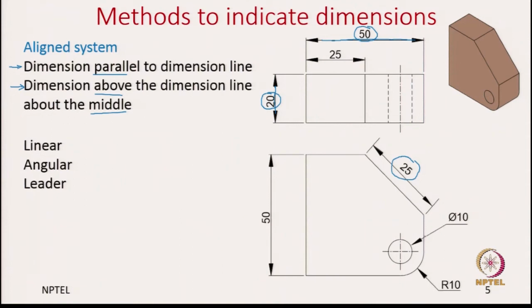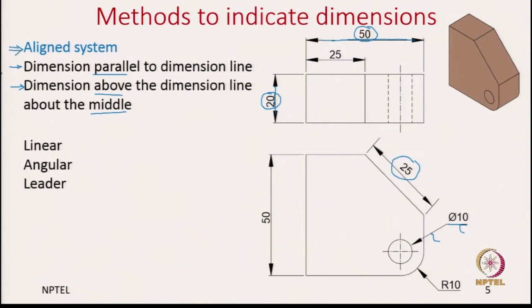And for leaders, as I said, this is a leader line, but this is the reference line. So, these numbers again follow the reference line. Since the reference line here is horizontal, the text is also placed horizontally. Okay. So, this is the first method we have seen, what we call the aligned system.